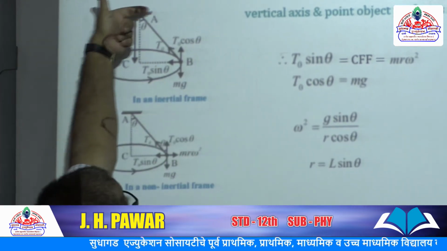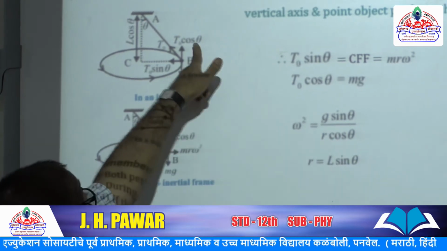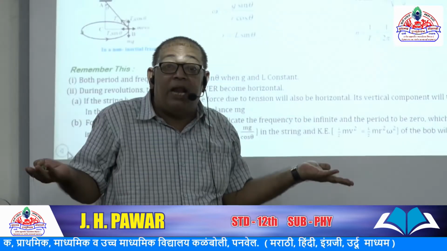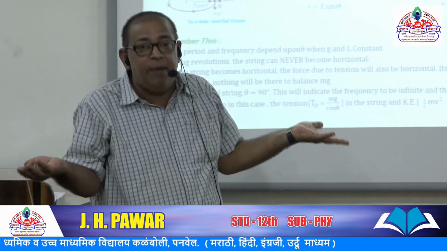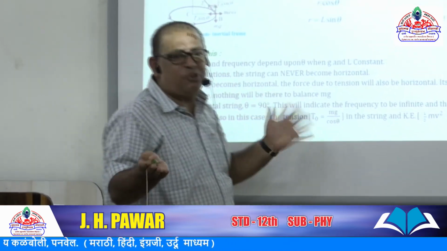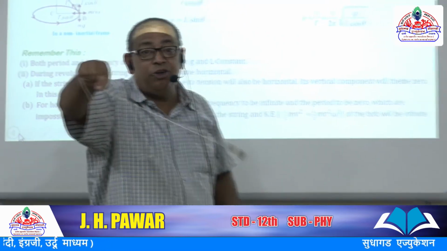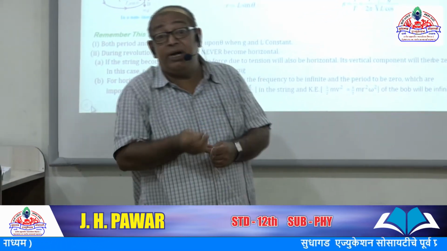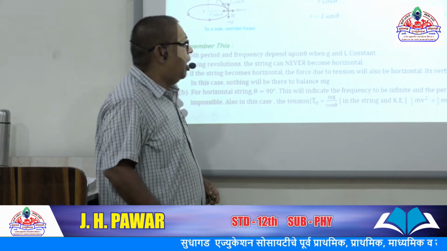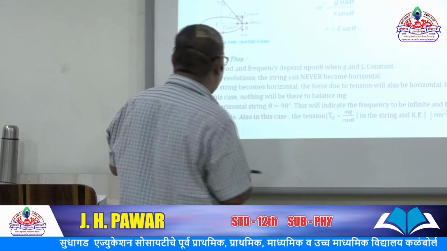But as theta is 90 degrees, the vertical component is 0 and there is nothing to balance the weight mg. That's why we say that the string is never horizontal. Some vertical component is present there. Okay? I think this is all about the conical pendulum. Then we will discuss another article.